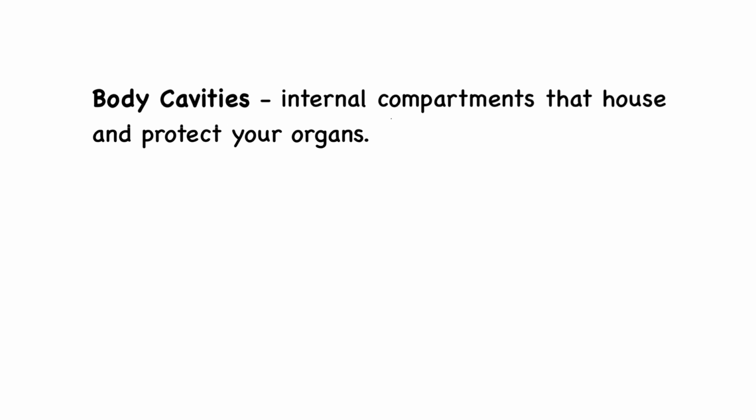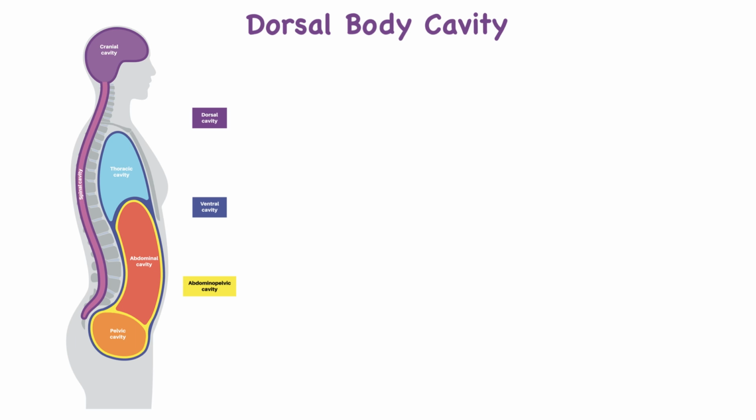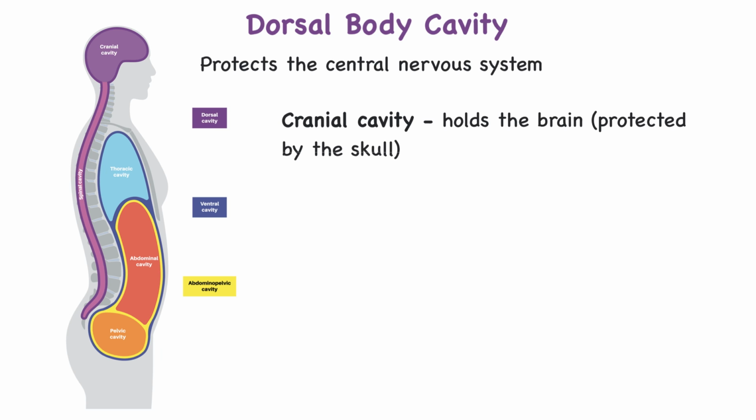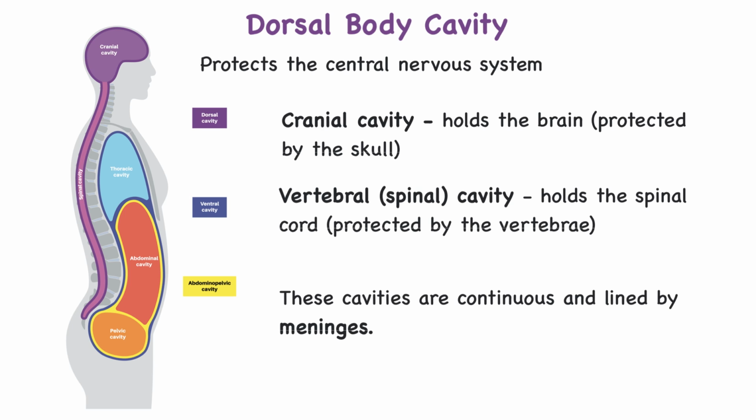We'll start with the two major body cavities, the dorsal body cavity and the ventral cavity, and break each one of those cavities down. The dorsal body cavity is towards the back or posterior of the body. It protects the central nervous system and has two subdivisions. The cranial cavity, which holds the brain and is enclosed by the skull, and the vertebral or spinal cavity. This contains the spinal cord protected by the vertebrae. These two cavities are continuous with each other and lined by meninges, which are protective membranes that we'll touch on shortly.